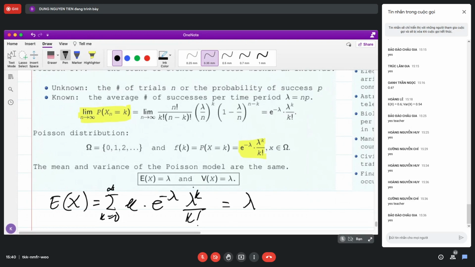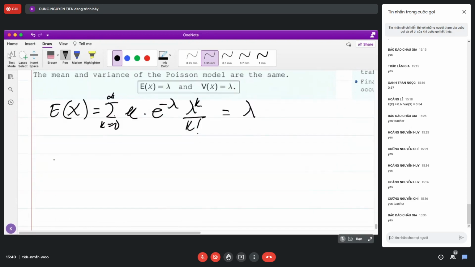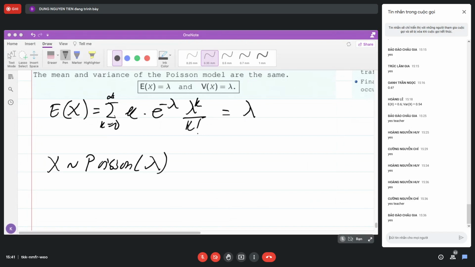Okay. So I can say that x follows a Poisson distribution with only one parameter, lambda, and lambda in this case is the mean value of x. Is that all clear? Is that okay?